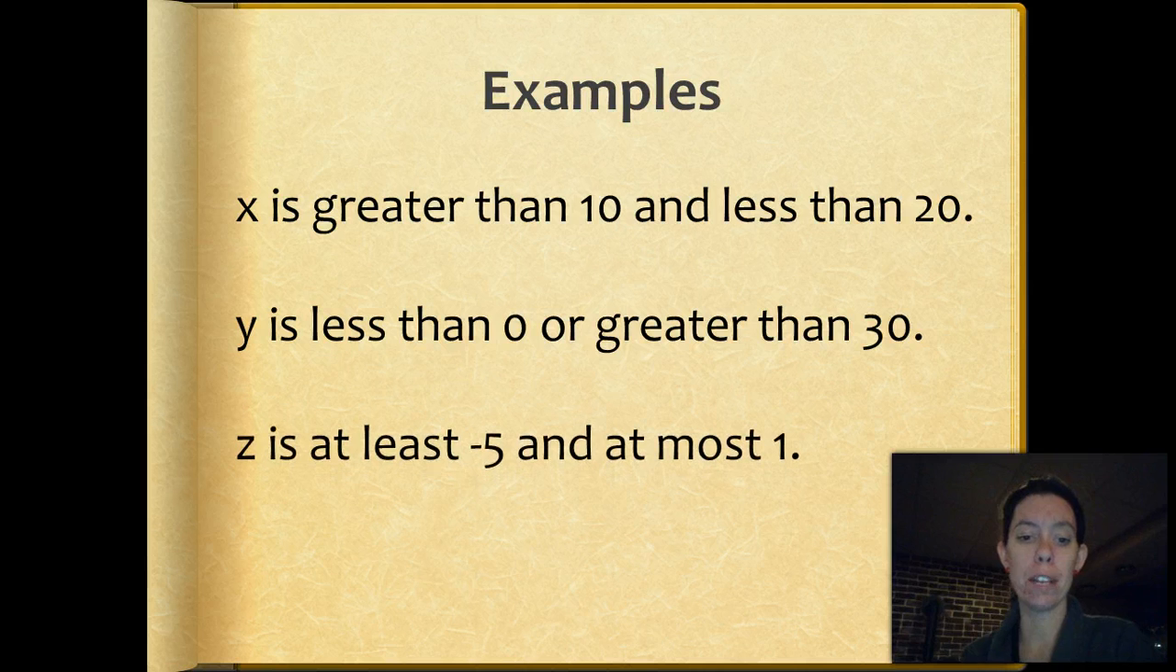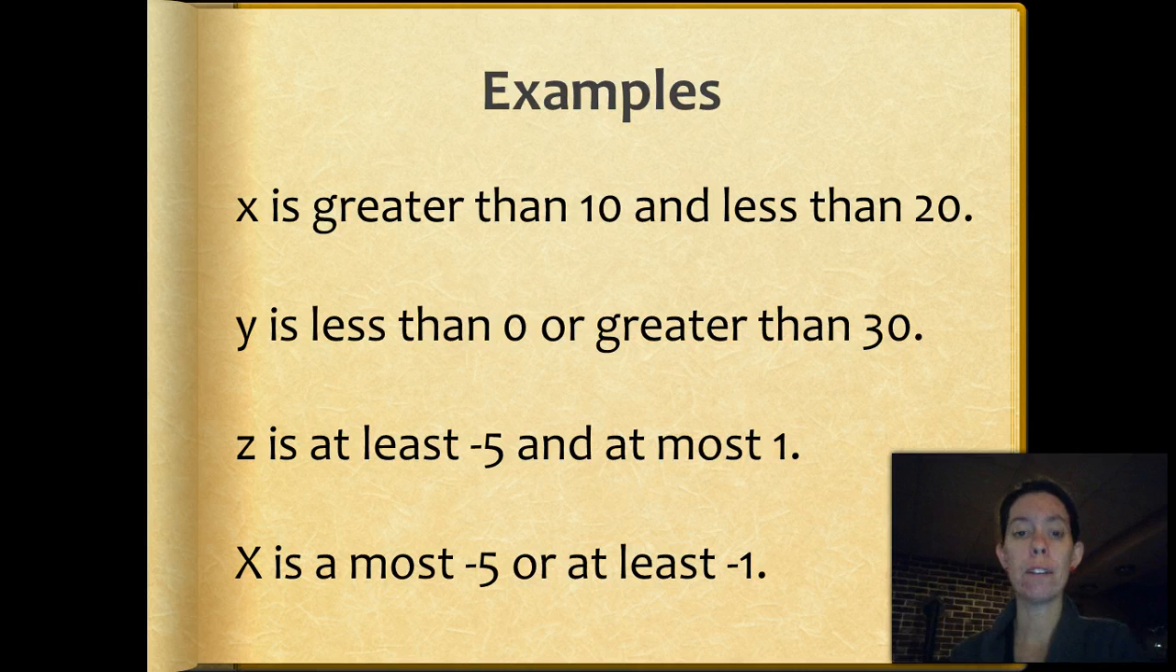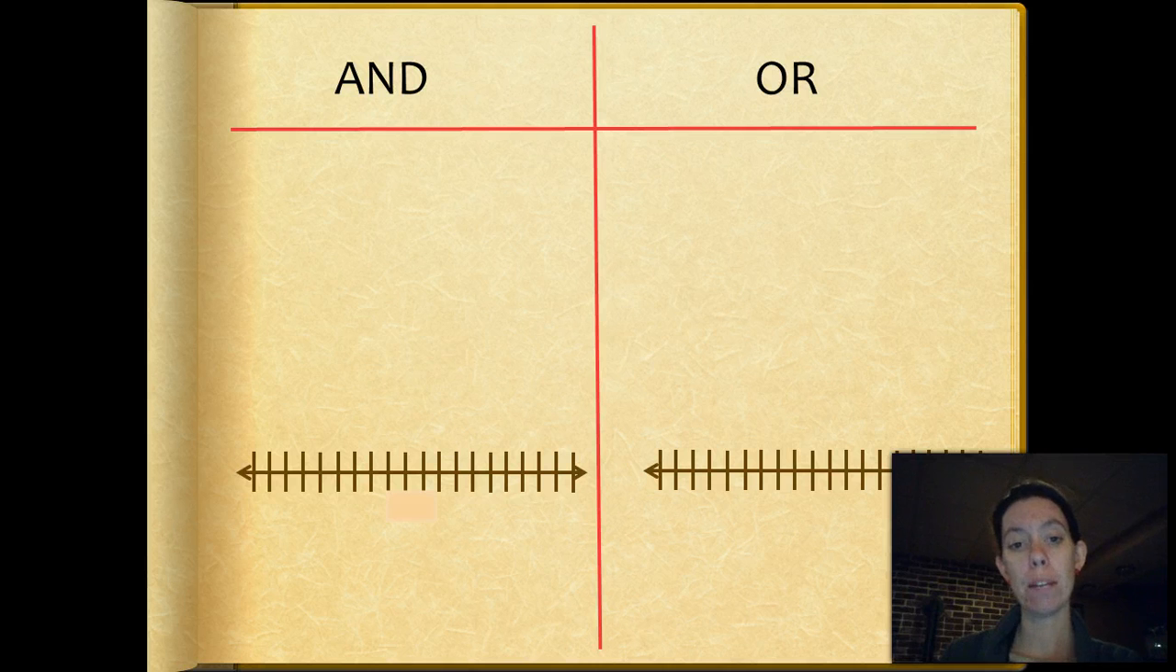And here are some examples that use different phrases besides greater than, less than, but have similar meanings. These are all written in words, but just like the other inequalities we've talked about, they could be represented using inequality notation, using graphs, or using interval notation. So we're going to review all of those things quickly. I've split my page into the ands and the ors. And I'm going to start with the ors because they're actually a little bit less complicated.